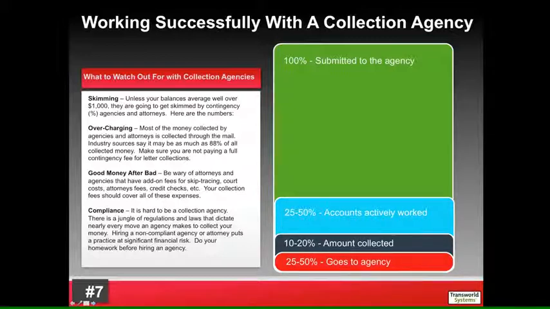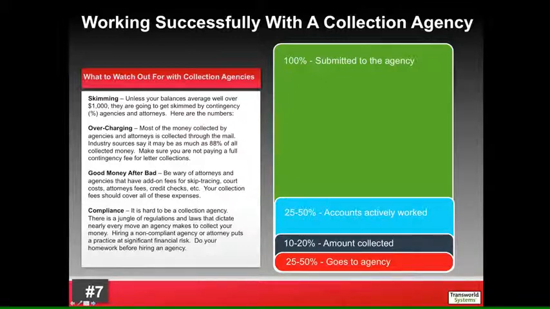So that brings us to about 25 to 50% of the accounts being actively worked. Of those, 10 to 20% are collected. Like we said, the average is about 15%. And of those, an average of 25 to 50% goes to the agency. Okay, that's the average percentage. The whole average ends up being about 38%. So 25 to 50 is our range. Your agency is probably in that range.